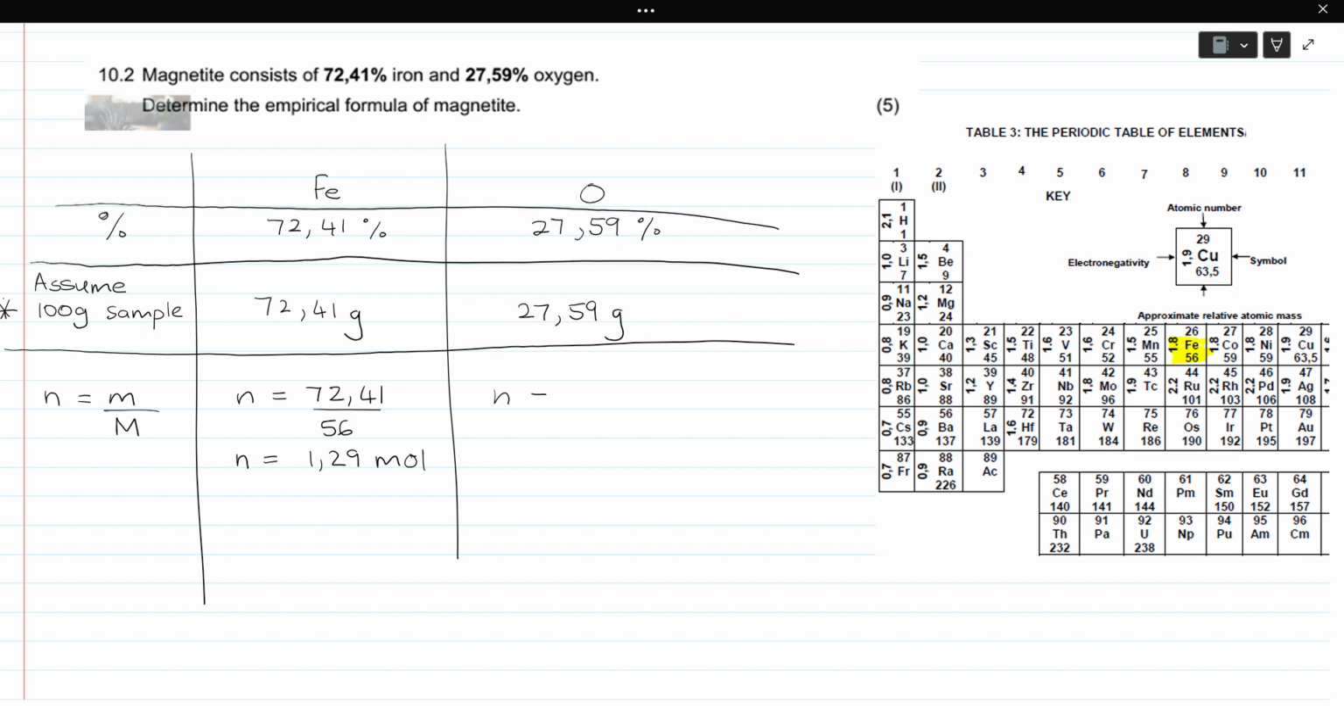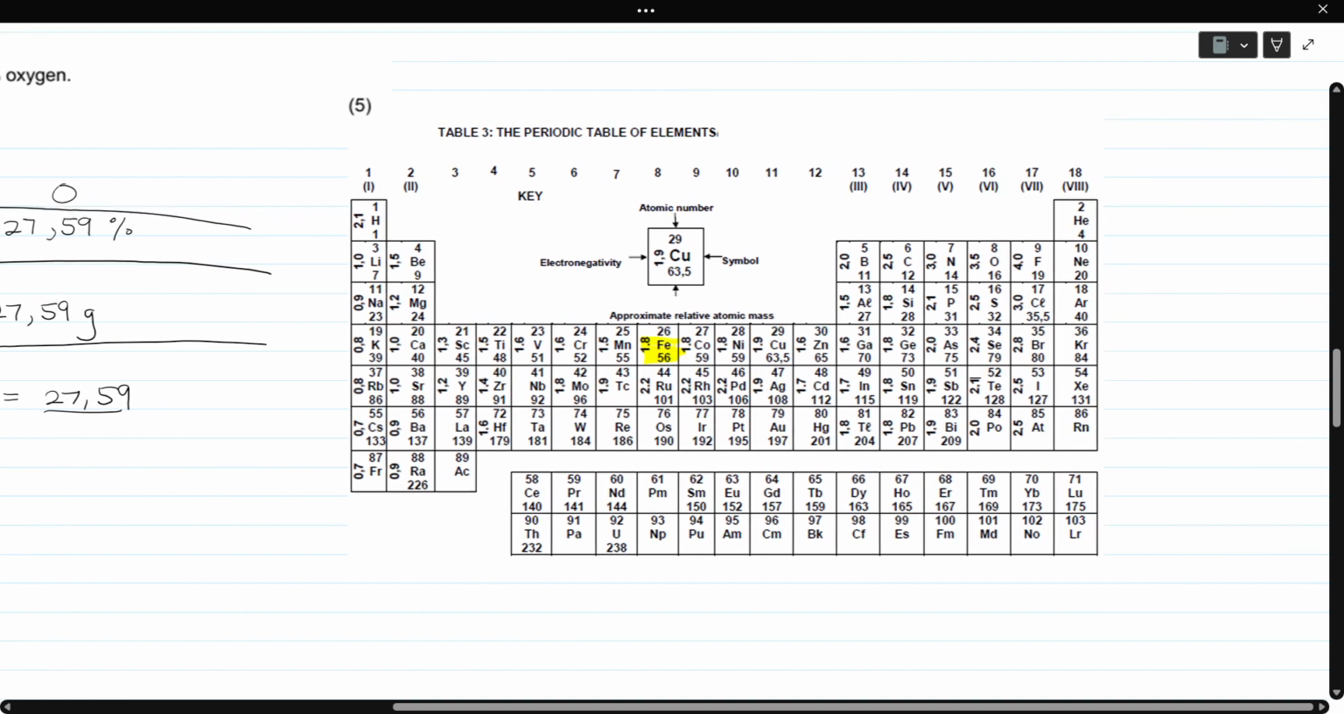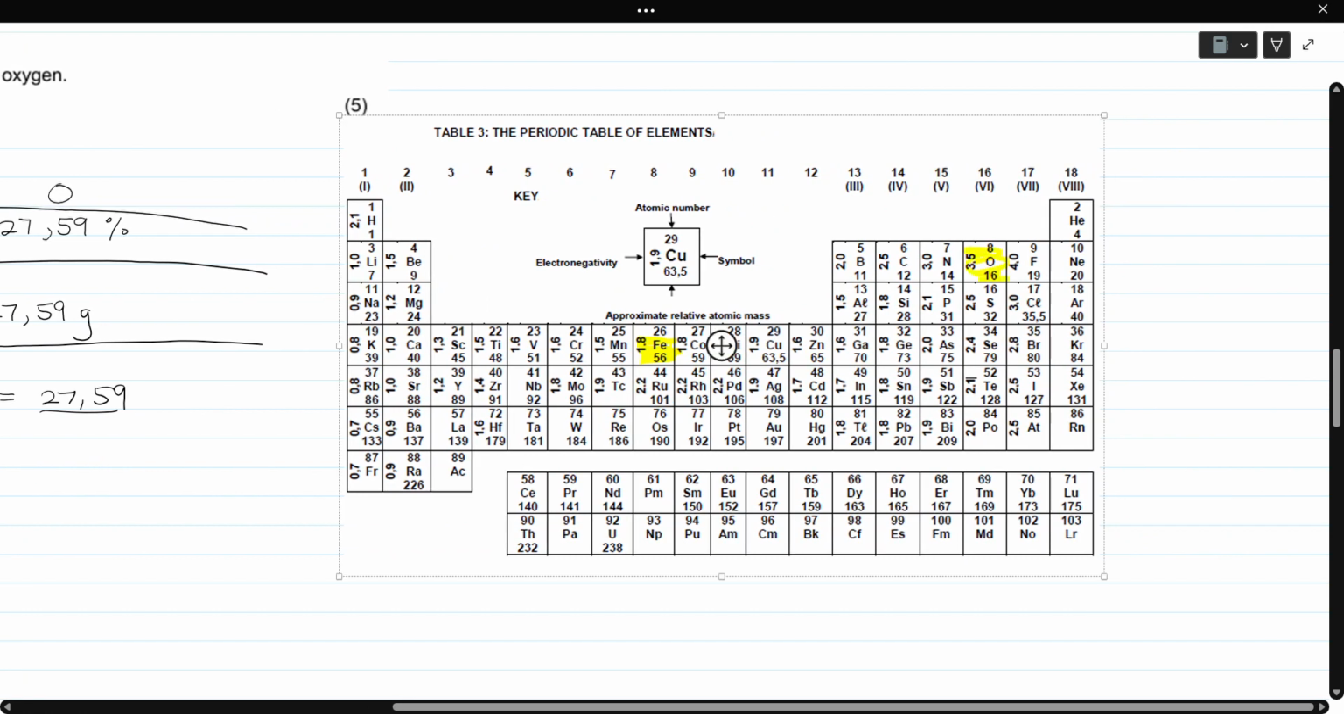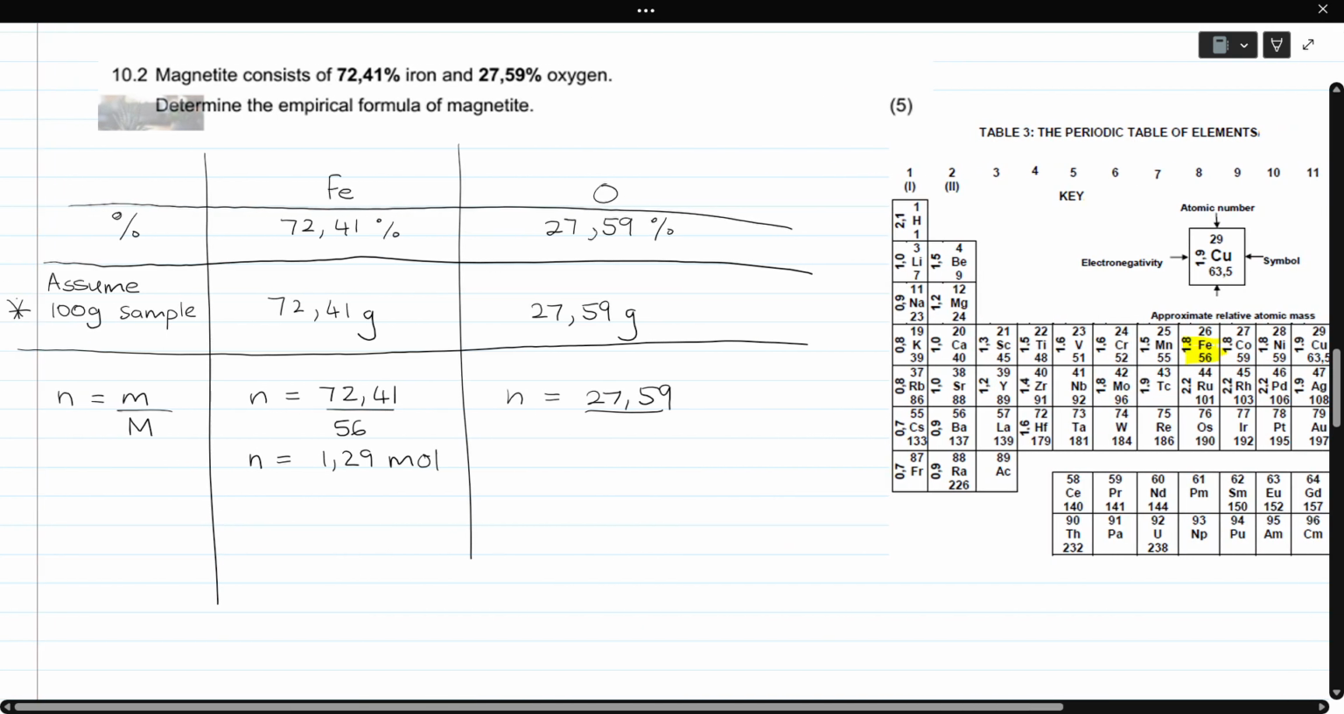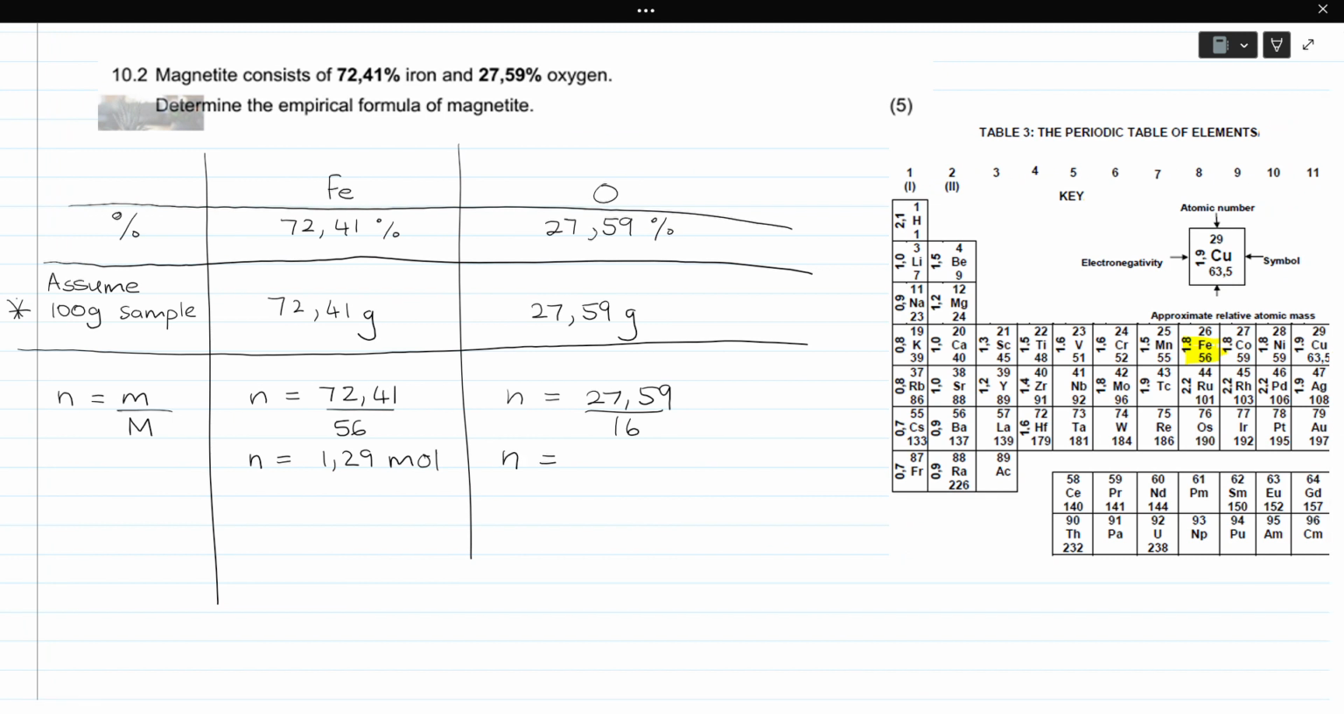Alright, and then if we look at oxygen, you've got 27.59, and if we look at oxygen on the periodic table, that is 16, which gives us an answer of 1.72.